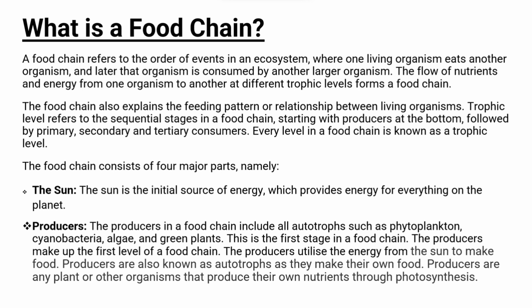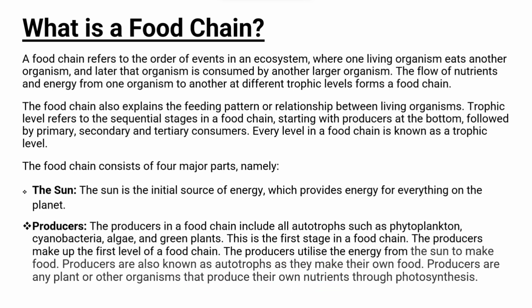Trophic level refers to the sequential stages in a food chain, starting with producers at the bottom, followed by primary, secondary, and tertiary consumers. Every level in a food chain is known as a trophic level. The food chain consists of four major parts, namely 1. The sun. The sun is the initial source of energy, which provides energy for everything on the planet.